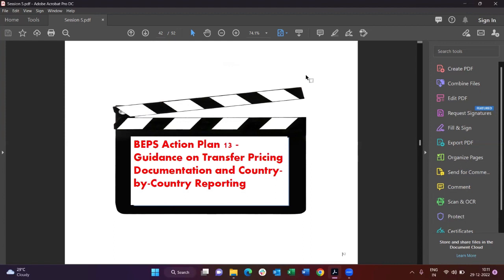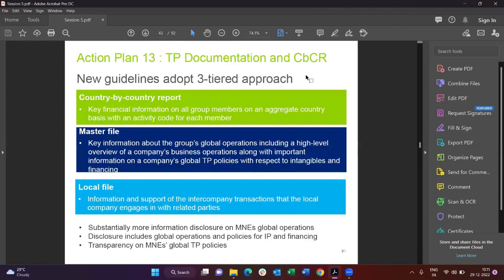Action Plan 13, we are all aware of, is TP documentation. India has adopted it, and we also have the master file and country by country reporting. So the OECD recommended a three-tiered approach: one is the country by country report, then the master file and the local file.